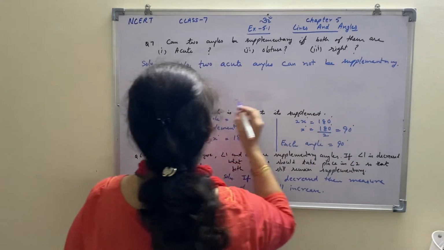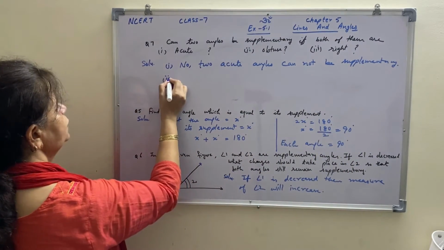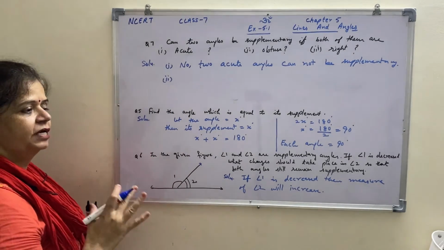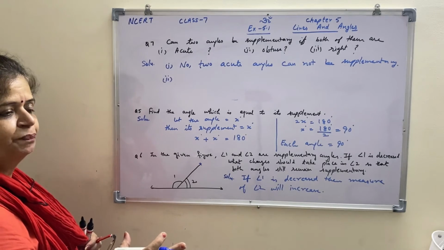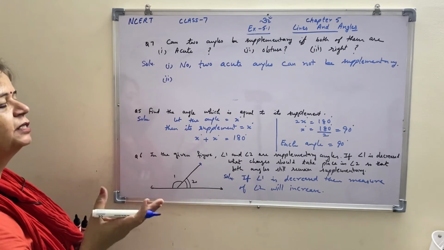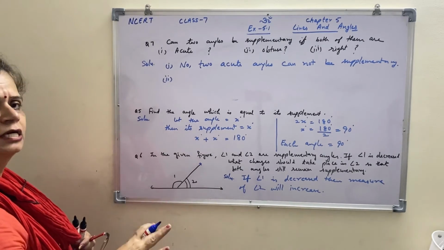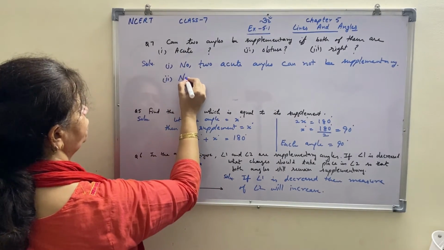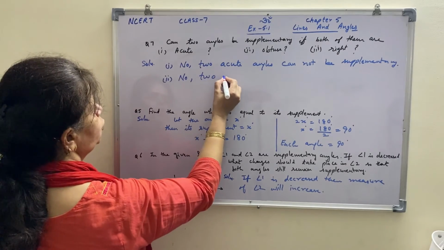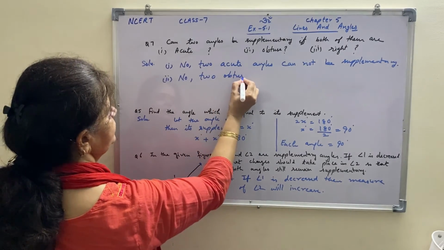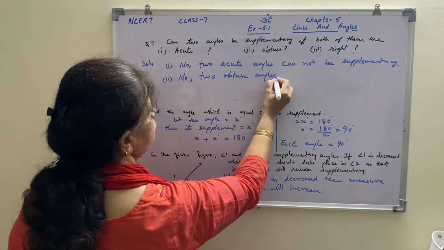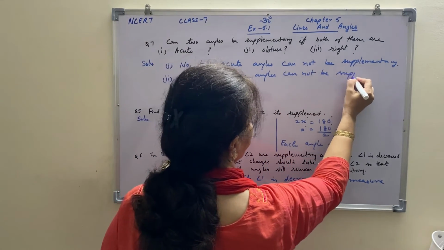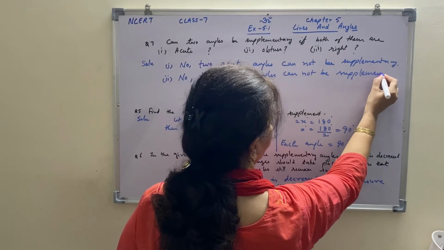Our second part is if both are obtuse. See, if both are obtuse, then also they cannot be supplementary. Both are obtuse means both the angles are more than 90 degrees, so their sum naturally becomes more than 180. So we will write no. Two obtuse angles cannot be supplementary. This is also no.